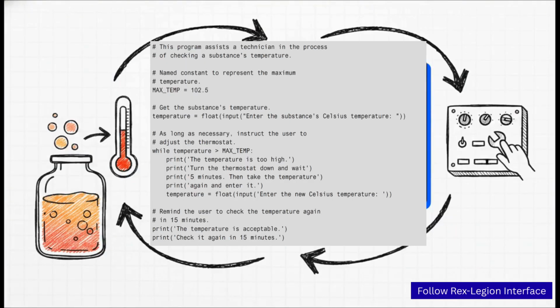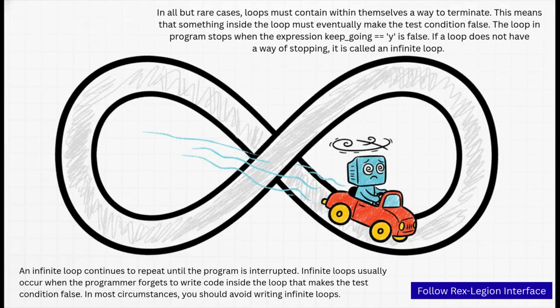Here's a great way to think about it in the real world. Imagine a program that's monitoring a big chemical vat. You could program it so that while the temperature is above a safe limit, the program keeps telling a technician to make an adjustment. It just keeps checking and repeating that instruction until the condition, the temperature being too high, is no longer true.